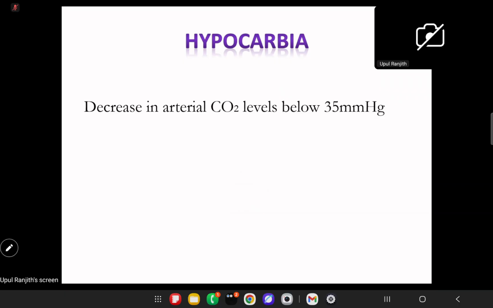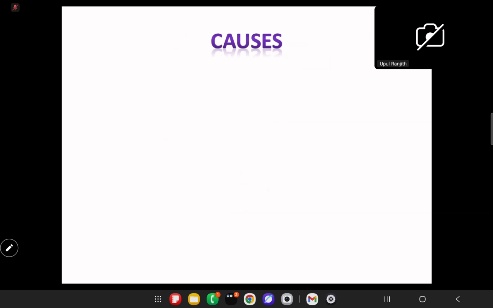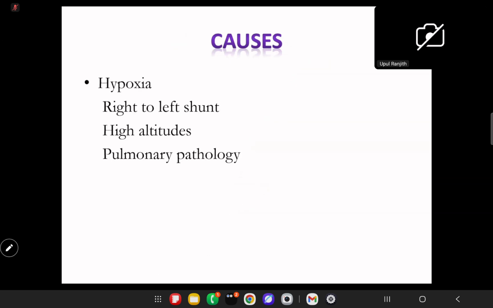Hypocarbia. Hypocarbia is the decrease in arterial carbon dioxide levels below 35 millimeters of mercury. Below 35 millimeters. What are the causes? Hypoxia is a cause. If you become hypoxic, you will hyperventilate, right? We have explained the mechanism earlier. Because of hyperventilation to maintain oxygenation, you will wash out carbon dioxide, causing hypocarbia.